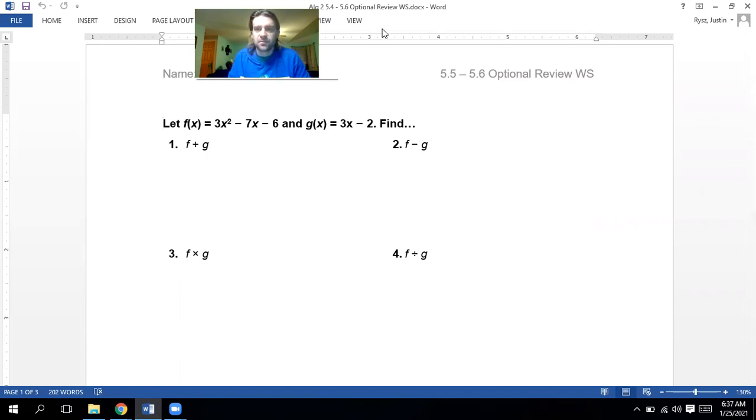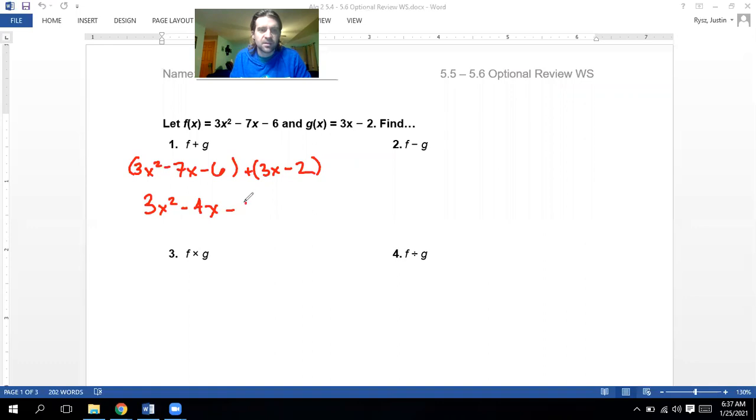Okay, so first off, if we were going to add the two polynomials, pretty straightforward. What we want to do is take f of x, which is our 3x squared minus 7x minus 6, and we'd add the 3x minus 2. You know, probably should put these in parentheses, but for addition, it really doesn't matter. We're just combining like terms. So we have 3x squared. We'd add the negative 7x with the positive 3x. Negative 7 plus 3 is negative 4, so we got negative 4x. And we'd add the negative 6 plus the negative 2, that'd be a negative 8.